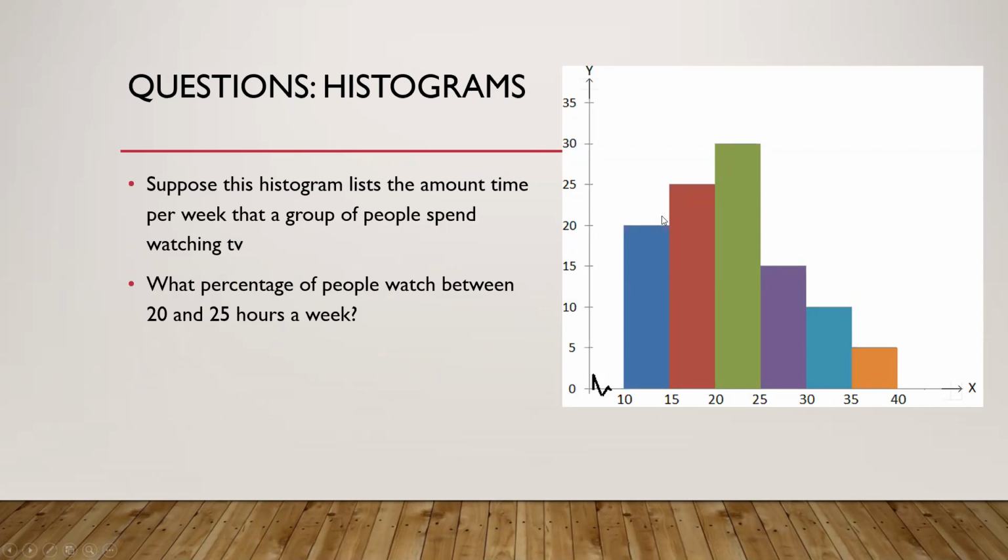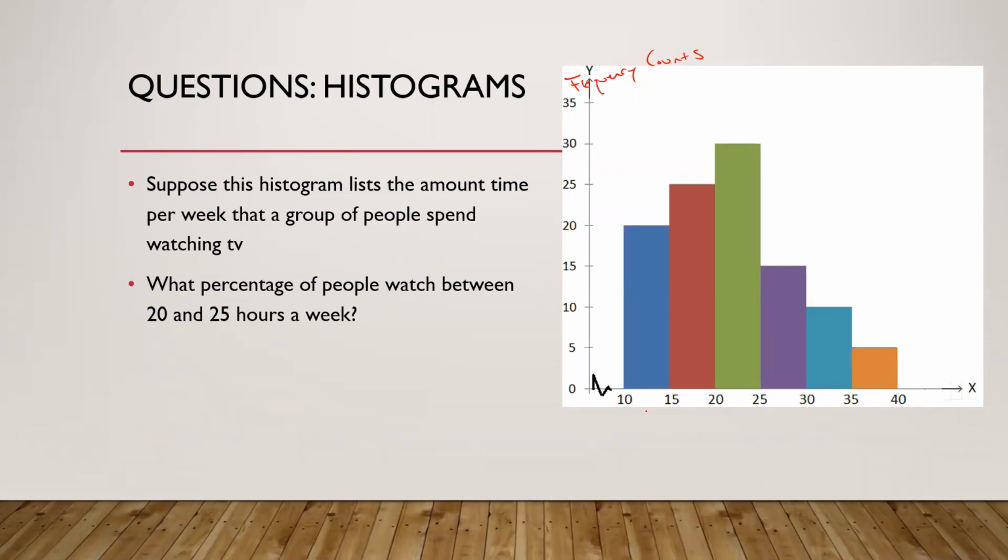Just look at this one, okay? And just pay attention to how I do this problem, okay? So suppose I give you on the exam just a histogram that looks like this. And what it lists is the amount of time per week that a group of people spend watching TV. So you're going to have to notice that along the top here is the frequency or counts, and along the bottom here is how many hours.